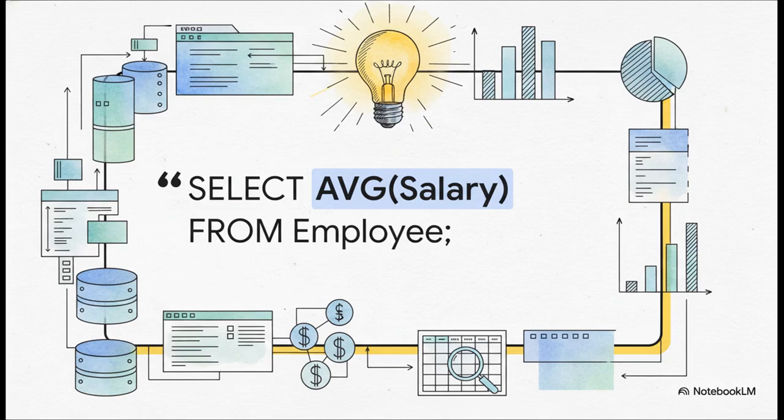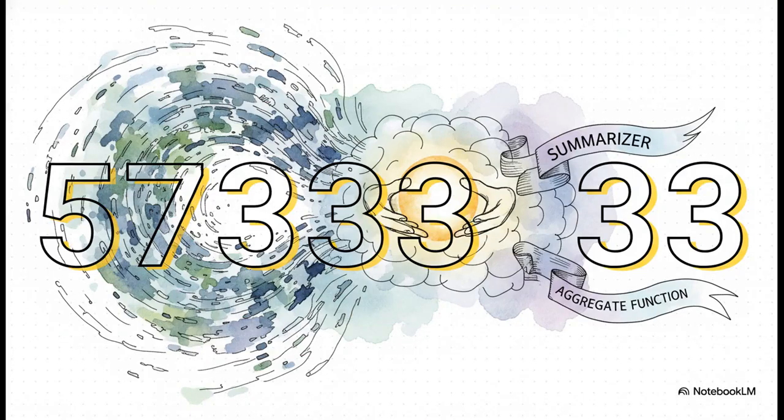And here's the magic. Just look how clean and simple that is. It almost reads like a normal sentence, right? Select the average salary from the employee table. That single line does all the heavy lifting. No messy formulas, no manual work, just one clear instruction. And boom, just like that, you get your answer.